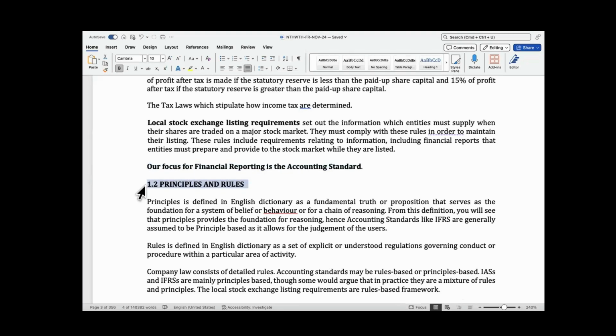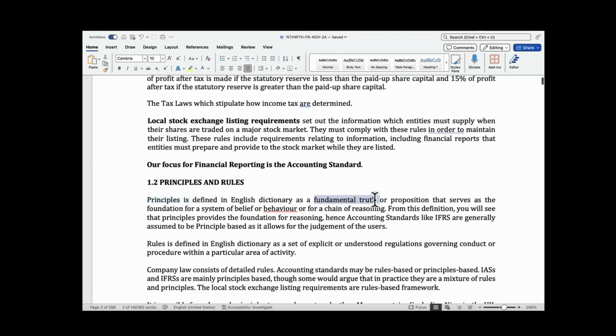You see, I've mentioned that regulation in reporting are the rules and principles that govern reporting. You need to understand that they are not the same. If you check the English dictionary, or if you Google it, what are principles? One of the definitions there is that principles are fundamental truths or propositions that serve as a foundation for a system of belief or behavior.